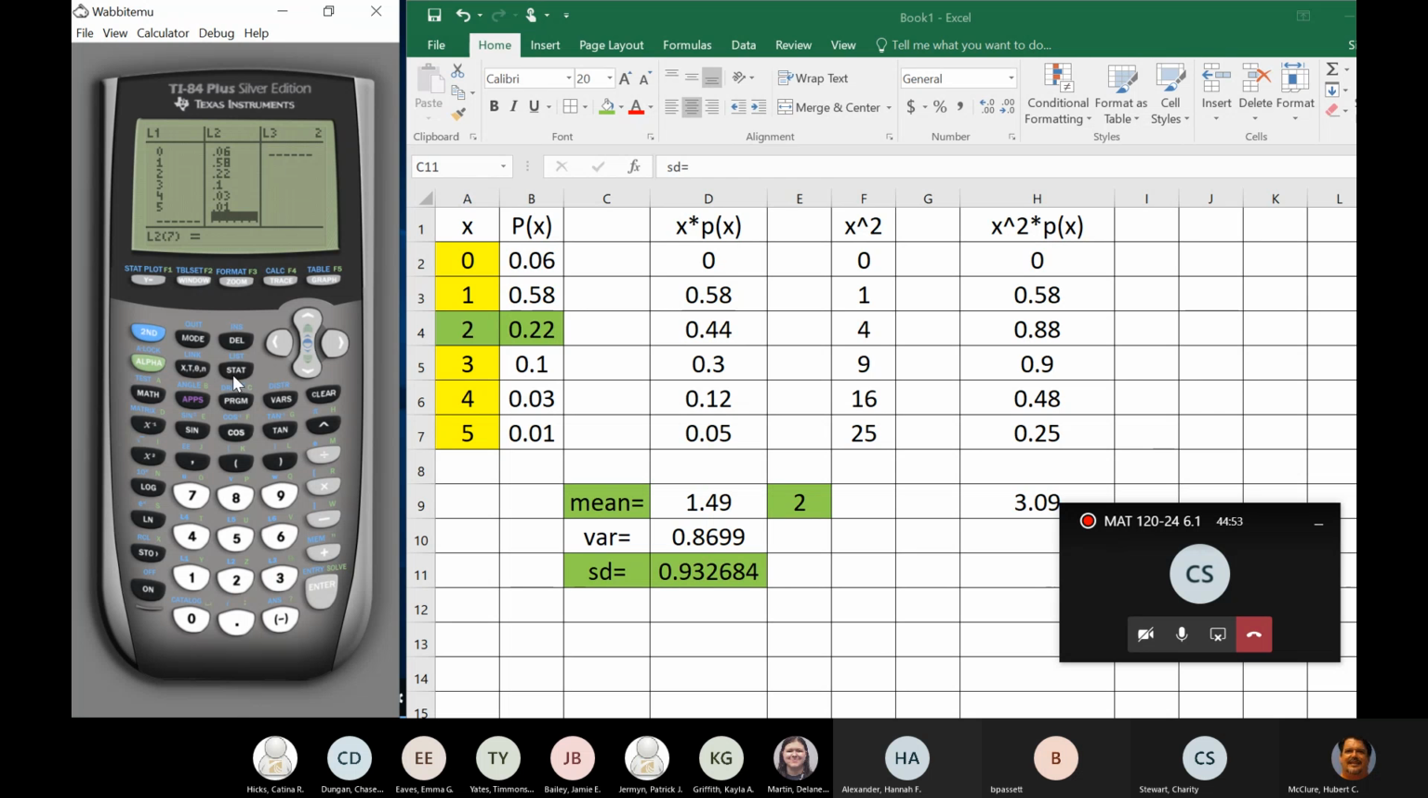Now we go to stat, calculate, first variable statistic, L1, and here type second, L2, and calculate. And mean is equal to 1.49, and sigma is equal to 0.93268. 93268. It's a miracle.